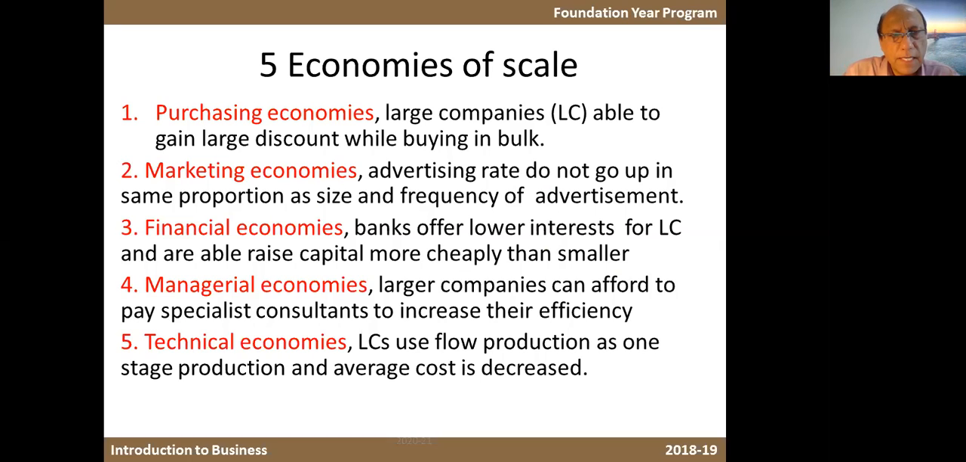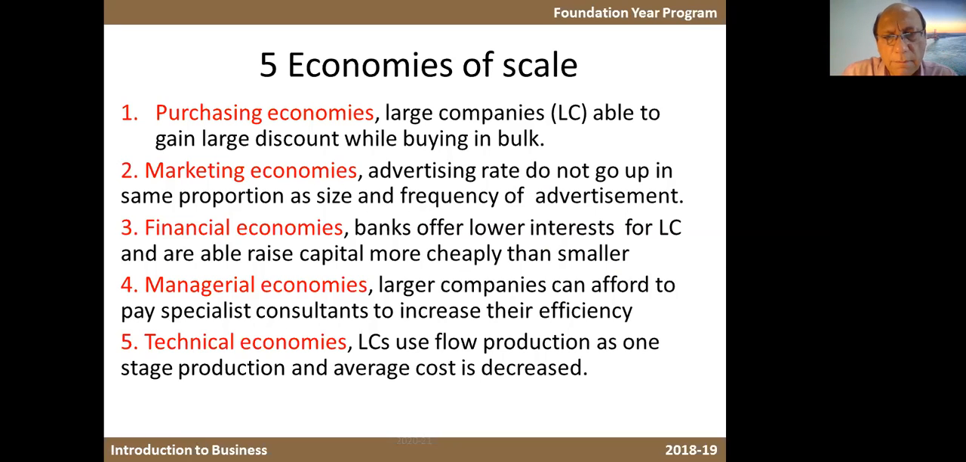So, a difference. Marketing economy. Large companies have a large revenue, and their advertisement rate is less. Advertising rates do not go up in the same proportion as the size and frequency of advertisement. Large companies have more frequency, so they get a discount compared to small companies. Frequency means the advertisement is repeated on television, radio, and others.